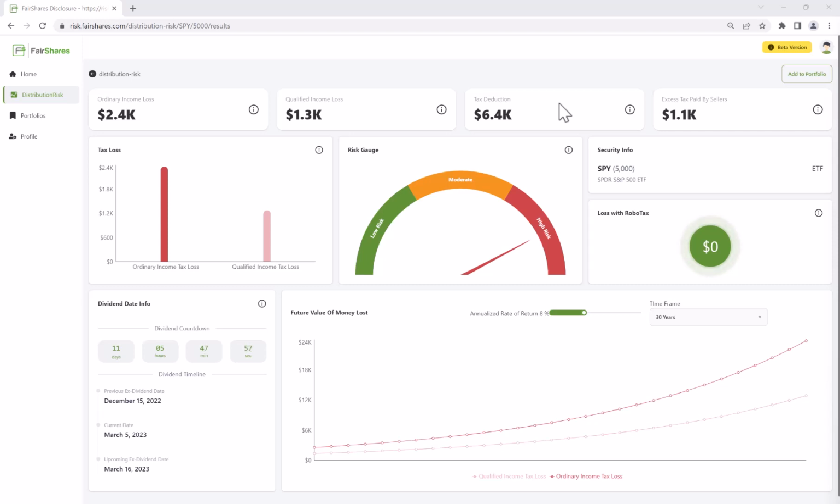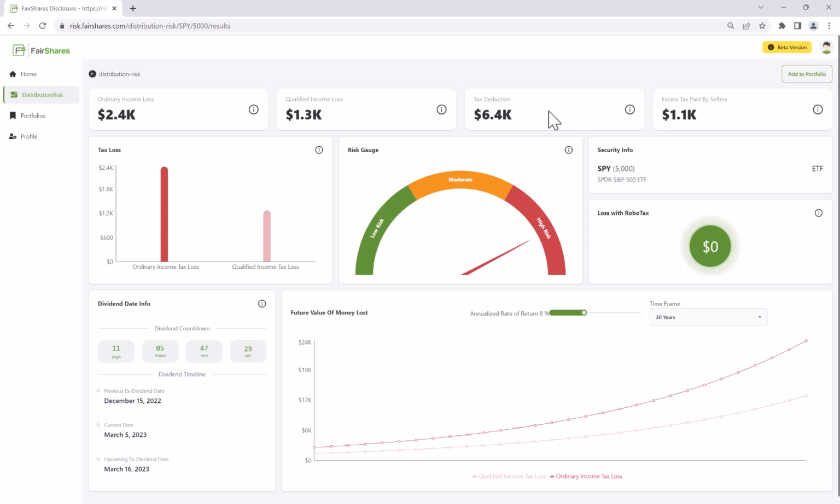Okay, so today in this tutorial we're going to be talking about this tax deduction amount here. What is $6,400 in tax deduction? What exactly does that mean? Well, this is the tax deduction that you would need to claim to have fair taxation. This is the tax deduction that you need to claim on your 1099 DIV if you don't want to be overtaxed on the income that you actually earned. Okay, so how do we arrive at this?